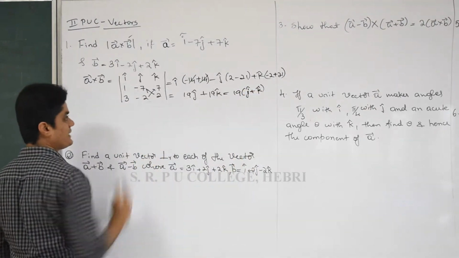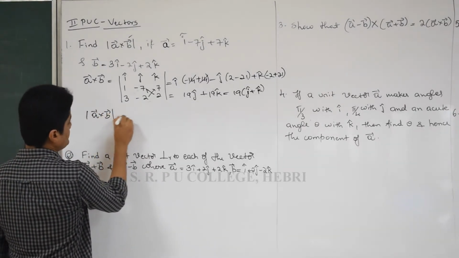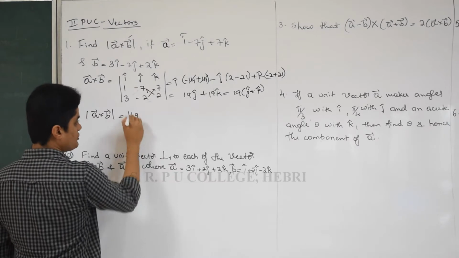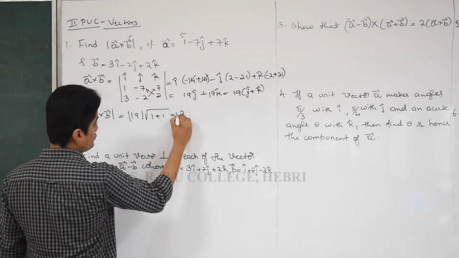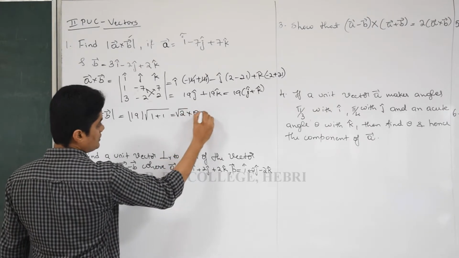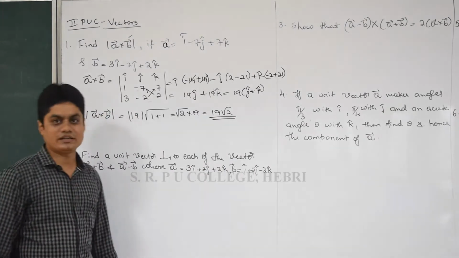So this is A cross B. What is required? The magnitude of vector A cross B. So that is the magnitude of 19, which is the modulus of 19, times the magnitude of (j plus k), which is root of 1 plus 1, so root 2. So it is 19 root 2 is the answer. The magnitude of this vector is 19 root 2.